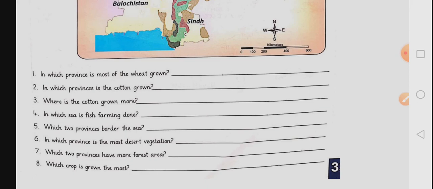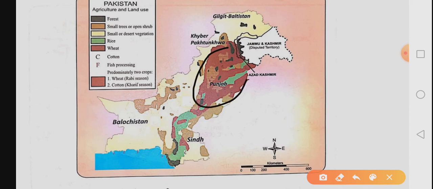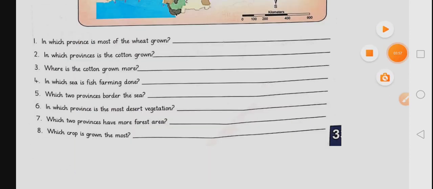Where is the cotton grown more? If you look at this map, you will find out cotton is grown in Punjab and then in some areas of Sindh too. And it is evident that most of this cotton is grown in Punjab. A large area of Punjab is used to cultivate cotton and wheat.